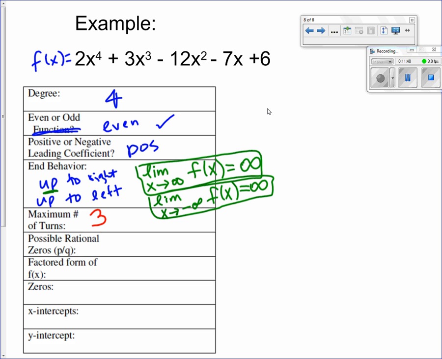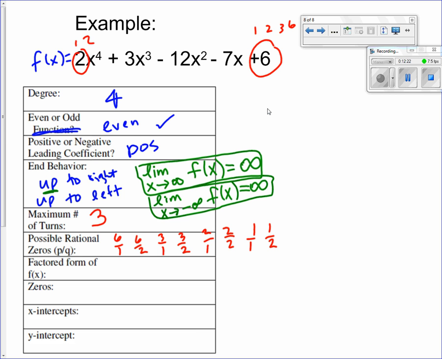All right, all the possible rational zeros. I'm going to take all the factors of 6 and divide it by all the factors of 2. So factors of 6 are 1, 2, 3, 6. Factors of 2 are 1 and 2. So I have 6 over 1, 6 over 2, 3 over 1, 3 over 2, 2 over 1, 2 over 2, and 1 over 1 and 1 over 2.